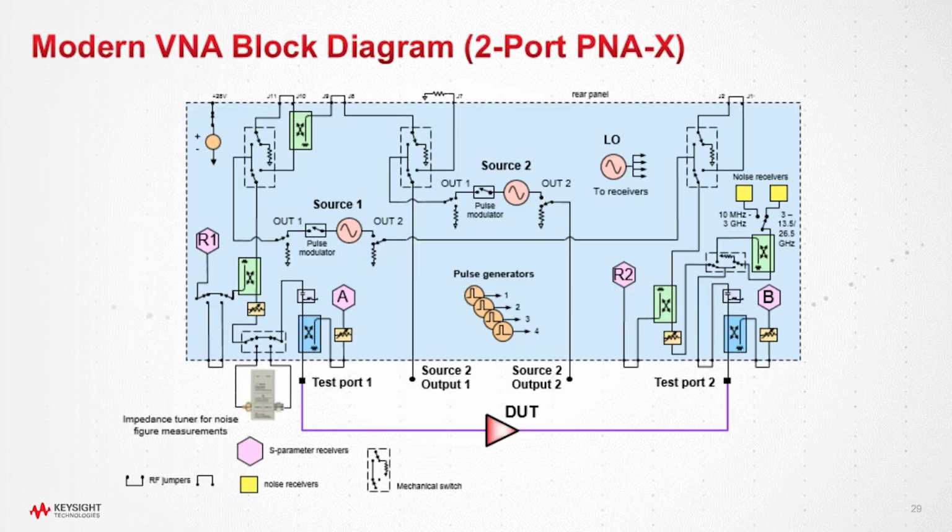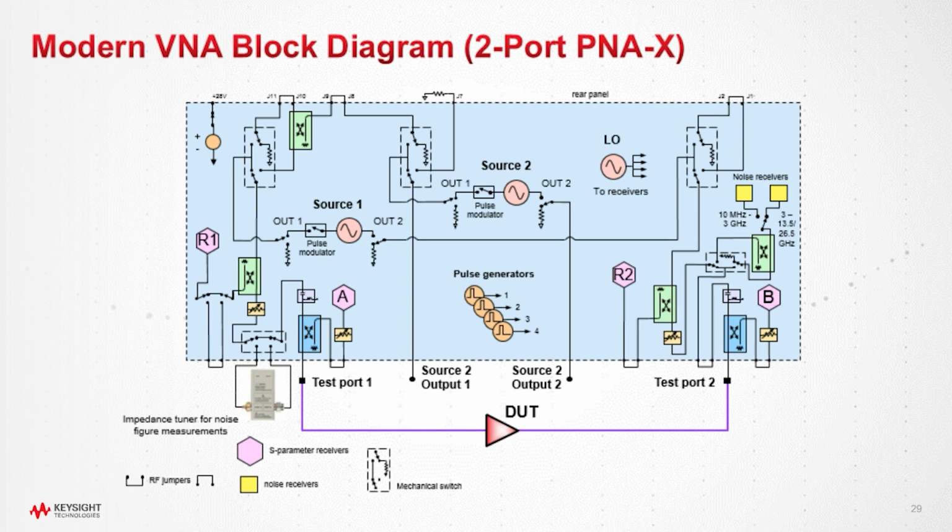Now that we've talked about the basic parts of a network analyzer, I want to show you a block diagram of a more modern network analyzer. This is a 2-port PNA-X, and we can see the parts we've talked about. There's sources, receivers, and directional couplers, but there's also a lot of new circuitry here. We've got step attenuators, a low noise receiver for noise figure measurements, pulse generators and pulse modulators for pulsed S parameters, and two sources that can be combined to create a two-tone signal at the output.